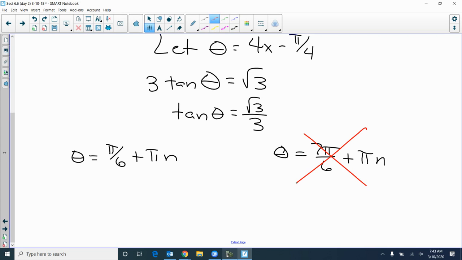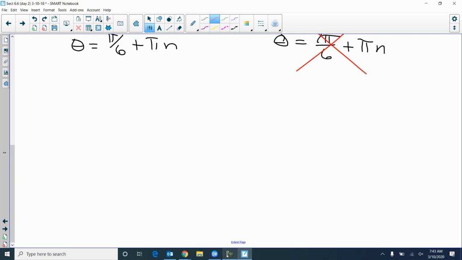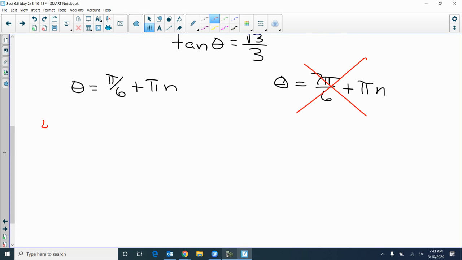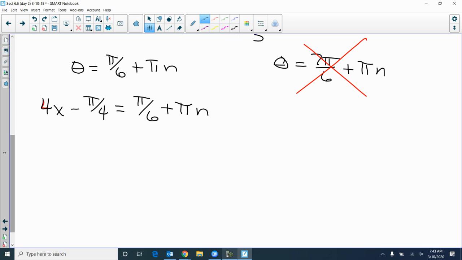But I got to substitute back in 4x minus pi over 4 equals pi over 6 plus pi n. I got to solve for x. Add pi over 4. Now, what do we add that to? This is a constant. It can only be added to another constant. You only add it to the pi over 6. Do not add it to all 3. Okay, be careful there. You can only combine like terms.